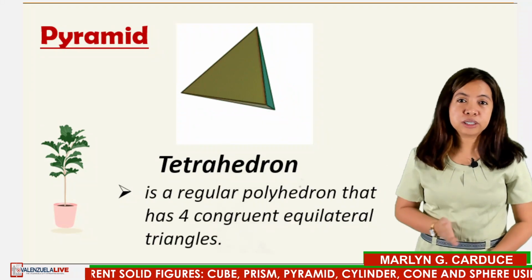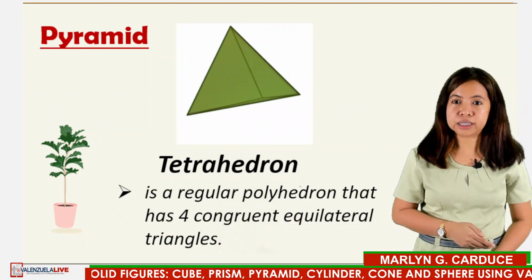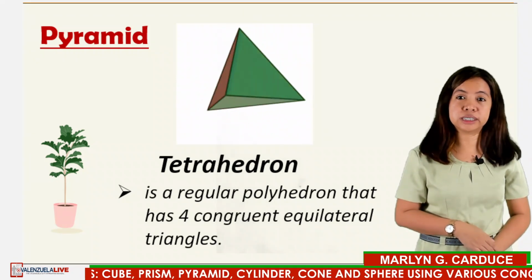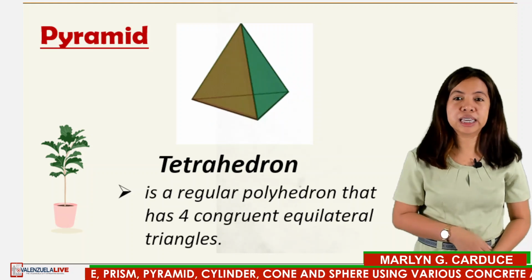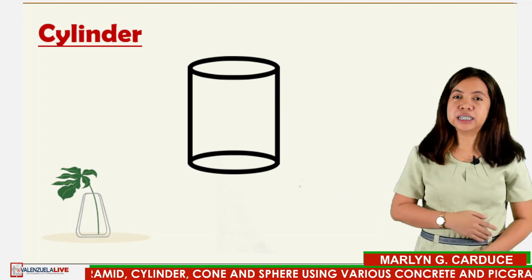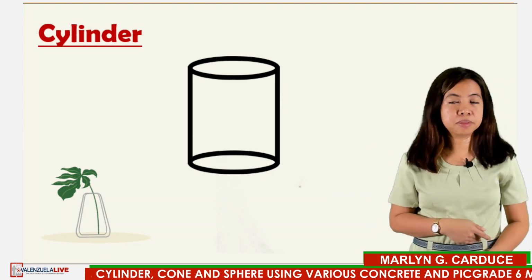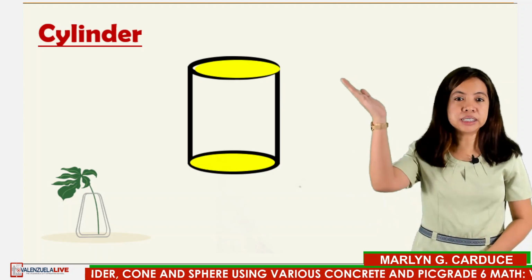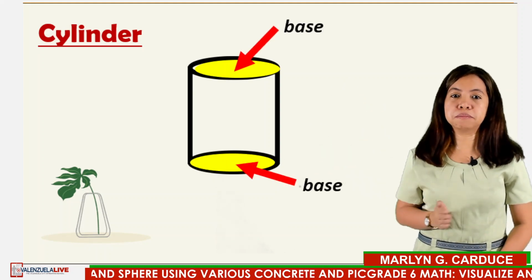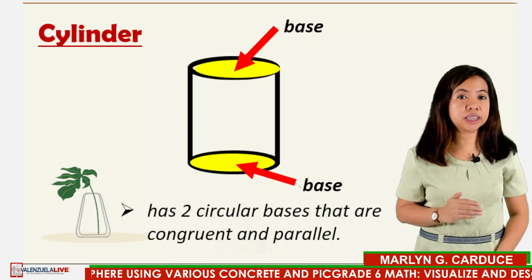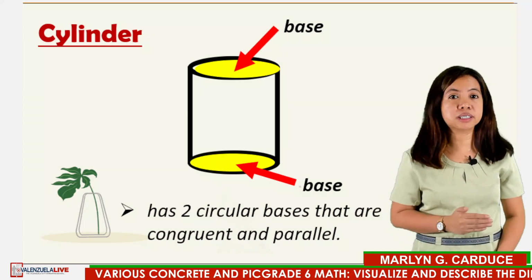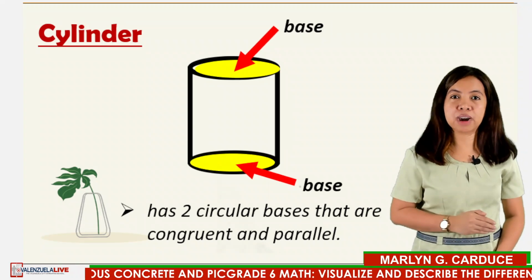But there are some solid figures that are not polyhedrons. And these solid figures are composed of circular regions or circular surfaces, just like the cylinder. So cylinder is like a prism, except that the bases are circular. And these 2 circular bases are congruent and parallel. So when we say cylinder, it has 2 circular bases that are congruent and parallel.